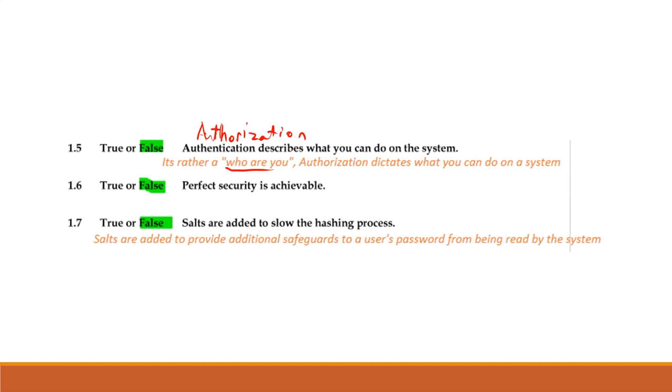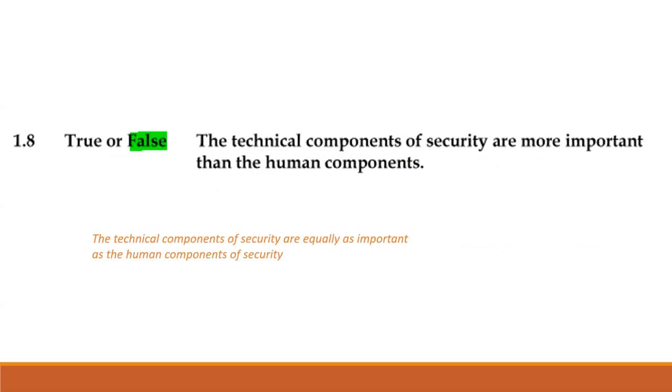Perfect security is not achievable just because new threats can always come about. You can't plan ahead for new threats to come about. So security can't be perfect. Salts are not added to slow the hashing process. Salts are added to provide additional safeguards to users' information from being read by the system. The technical components of security are just as important as the human components of security. They're not more important, so this question would be false.